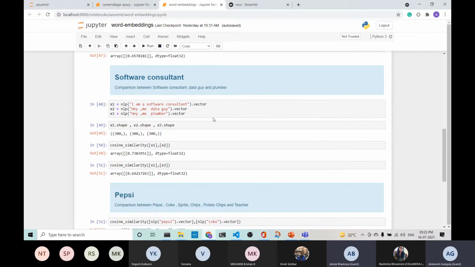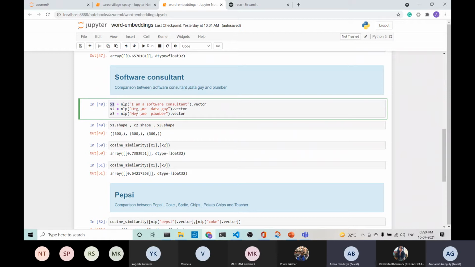Okay, now I play around with something more interesting. I make a sentence and see how the sentence is similar to itself. What Spacy will do for me is take the vectors. Each word is a 300 dimensional vector, and then it takes the average and gives me the sentence embedding. So we are going from word embedding to sentence embedding.